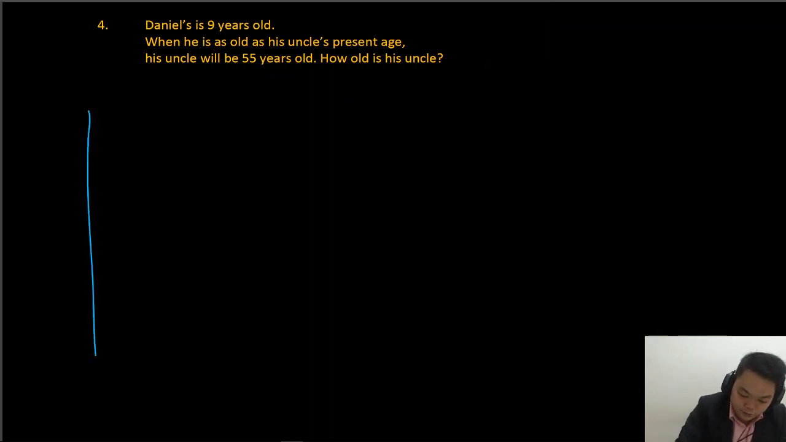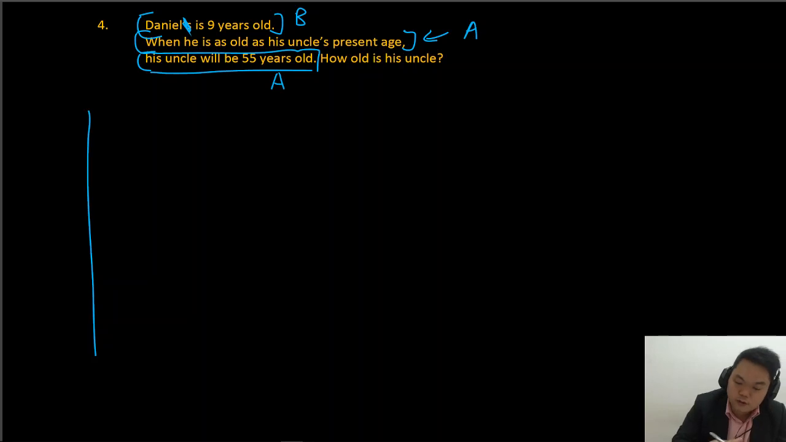First things first. Now there's going to be a before and an after. Daniel's age is 9 years old. Please cancel out this one. This was before anything happened. One day he is going to grow to become as old as his uncle. So this is your after result. The uncle is going to be 55 years old. This is your after result as well. The uncle's present age is also your before.